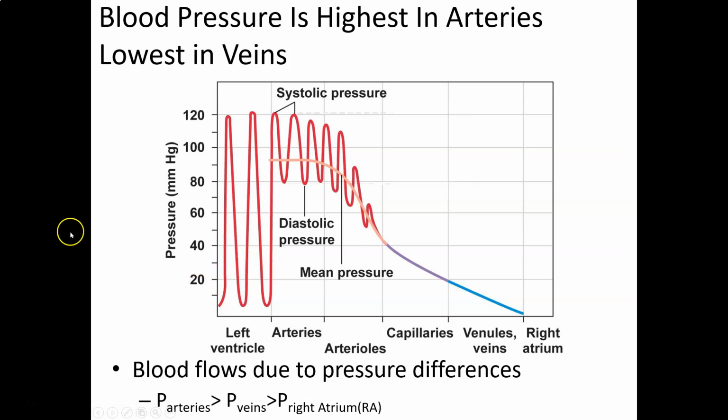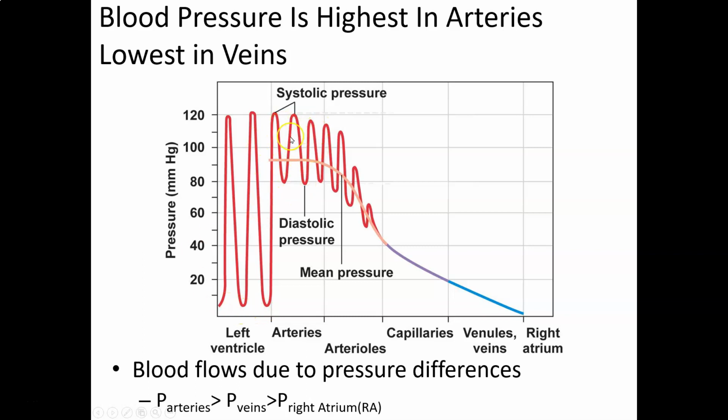The other thing to look at in terms of the pressure is in the heart we have systolic and diastolic pressure. So here's the peak pressure. That's when the heart's contracting. That's the systolic pressure. Down here we have the lowest pressure, close to zero for all chambers of the heart, but that's the diastolic pressure.